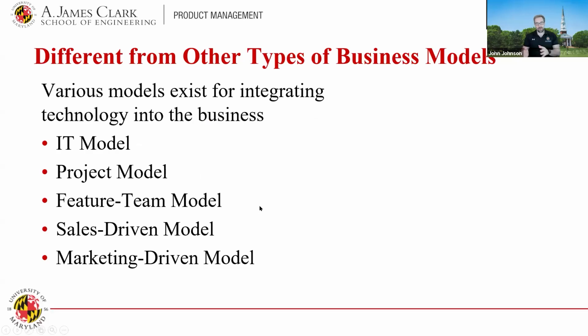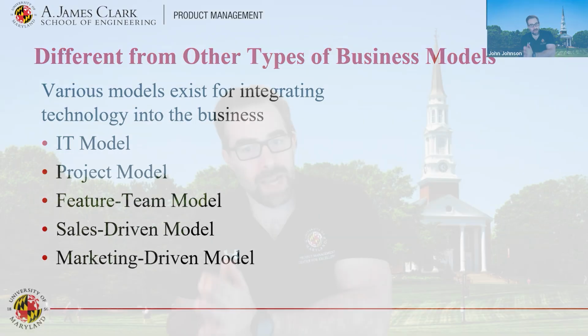So there are many different models by which technology interacts with other parts of the business. One of the big differences between the product operating model and other models is the fact that in the product operating model, we have a direct connection between those who are defining the product and the customers. But in other models, we see different emphases in terms of how technology enables the business to succeed.